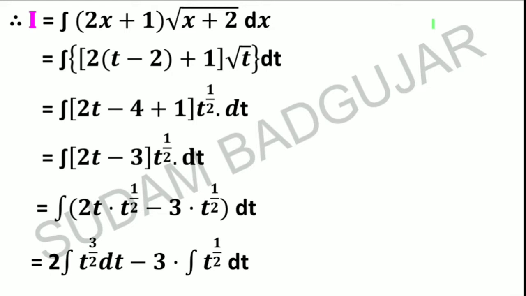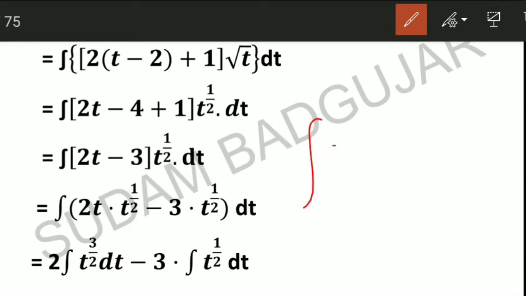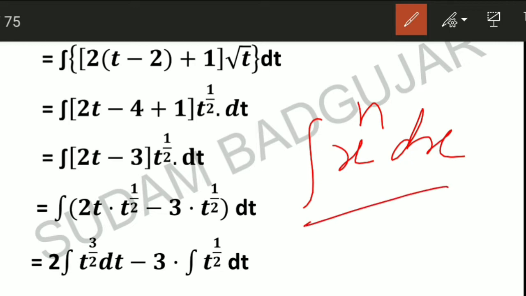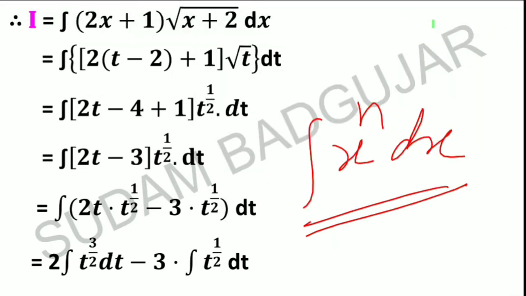Okay, now taking separate integration, that is 2 you have to write outside, 2 into integration of t raised to 3 by 2 dt minus 3 into integration of t raised to half dt, and this is nothing but integration of x raised to n form, that is variable raised to number form. So you have to apply this formula, you will get the final answer.